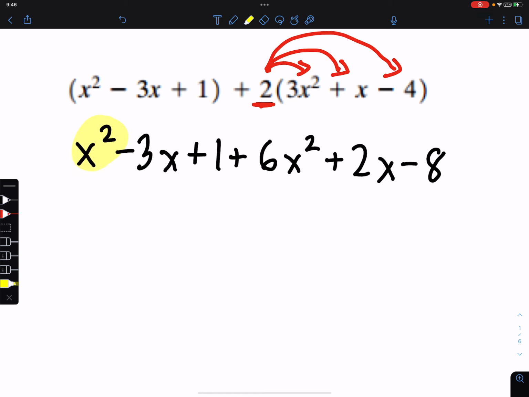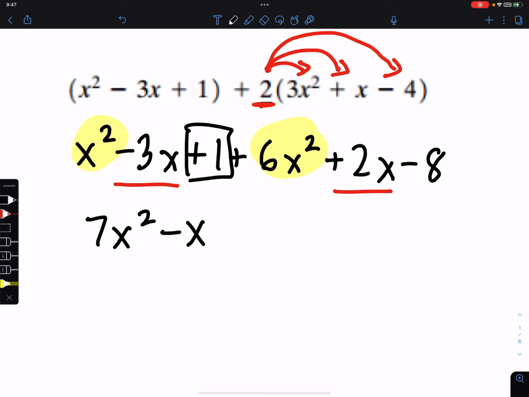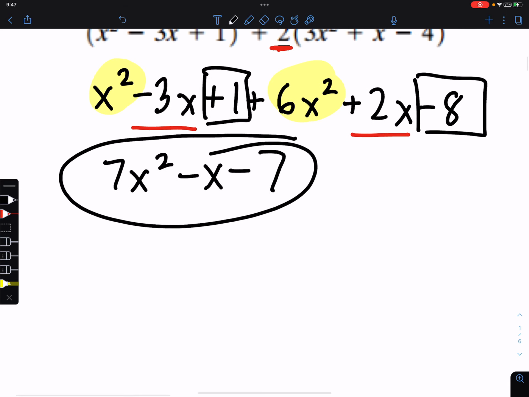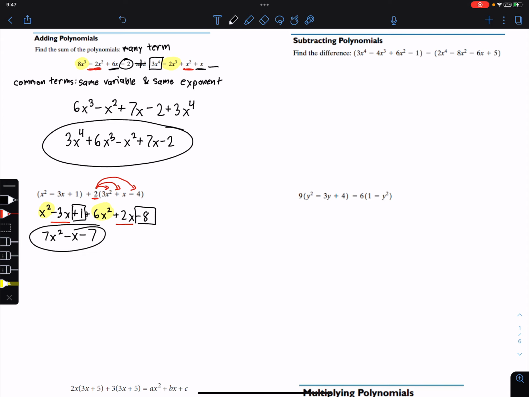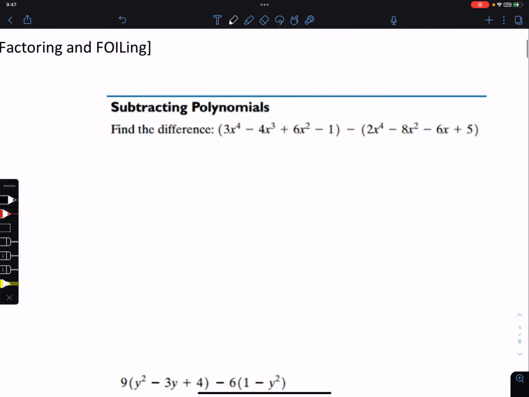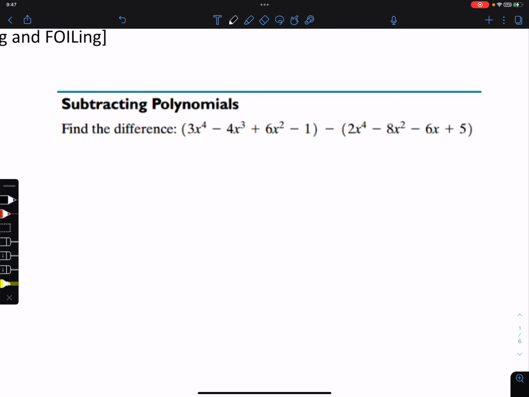We have x squared. Do we have a common term? Yes, 6x squared, so we get 7x squared, negative 3x plus 2x minus x, and then plus 1 minus 8 minus 7. And that's our answer. Okay, great. Let's do subtracting polynomials.